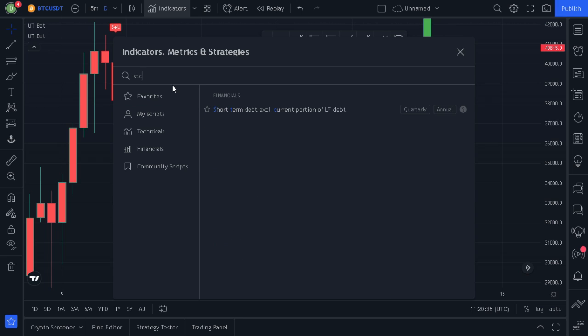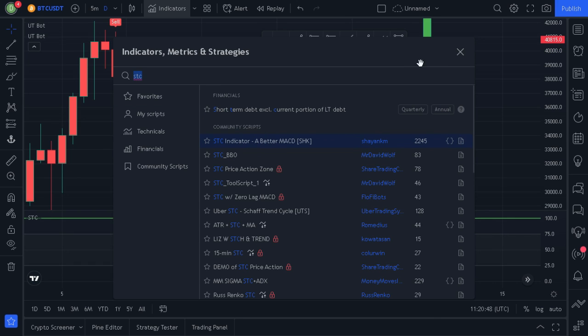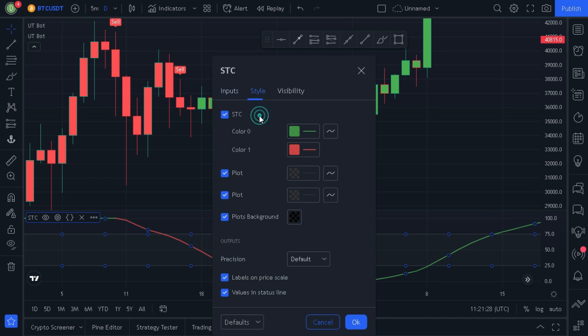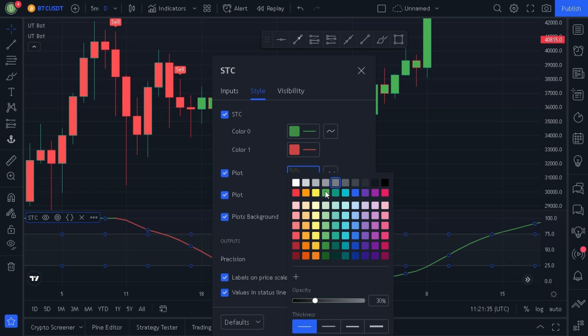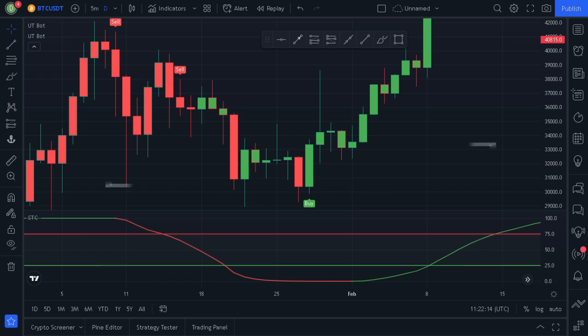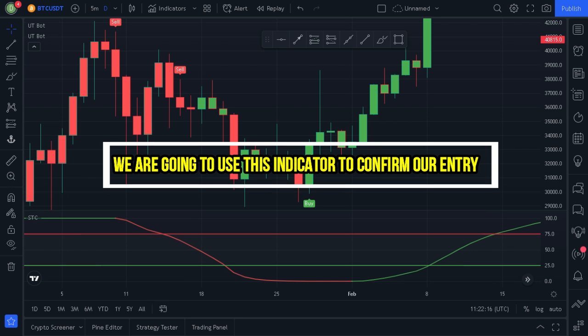So first go to the Indicators tab and search for SDC oscillator and choose this one. Now go to the settings and change the length to 80 and the fast length to 10. In the Style section, set the first plot line to green and increase the thickness and the opacity. Again, set the second plot line to red and again increase the thickness and the opacity to make it more visible. Now we are going to use this indicator to confirm our entry.